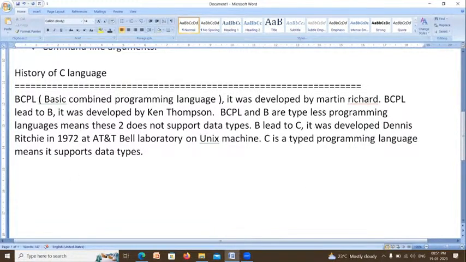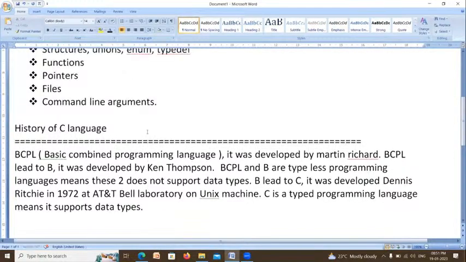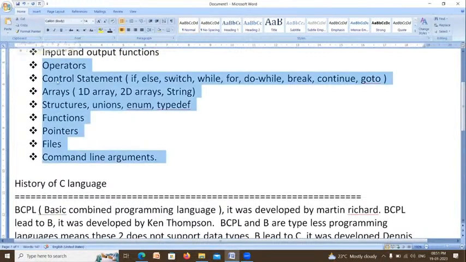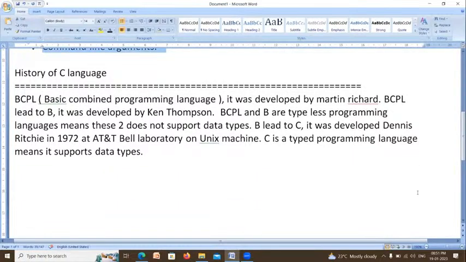Yes, sir. Thank you. And what about the above points? I think I can see some points above. No, above it is the syllabus. That's the syllabus. Oh, okay. Thank you. You need to write from here only.